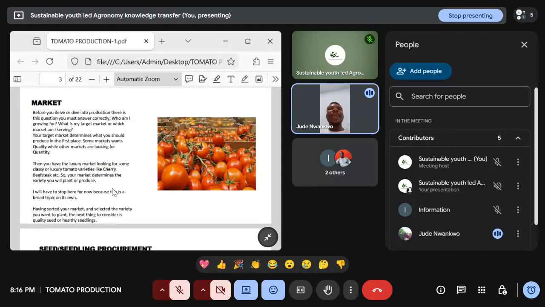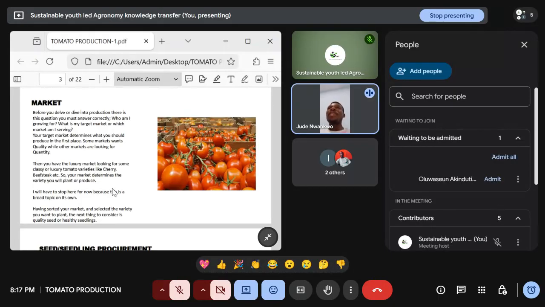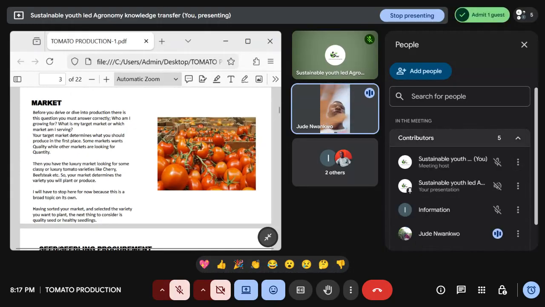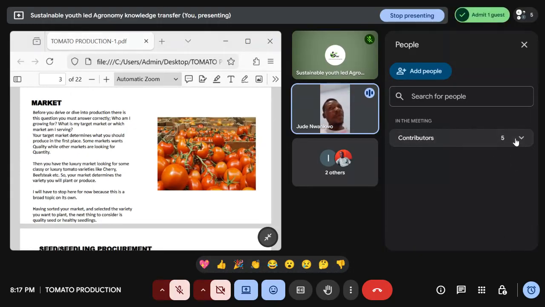You need to ensure that there is a market looking for what you are producing, because you are not going for fun, and you are not just practicing. This time around, it is not even agriculture you are practicing, it's agribusiness. We have gone beyond the era of agriculture. We are now in the era of agribusiness.